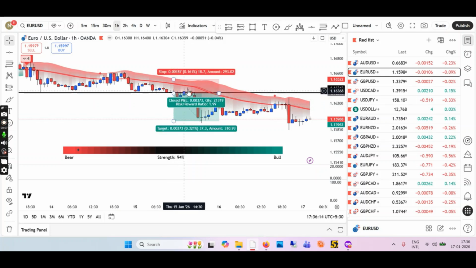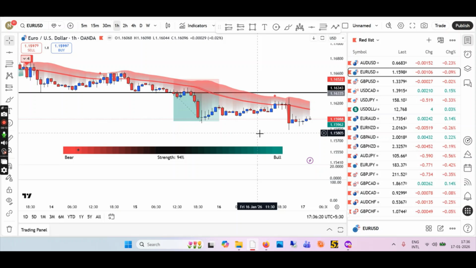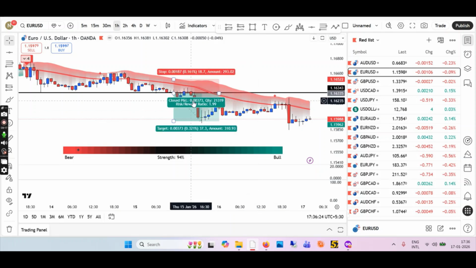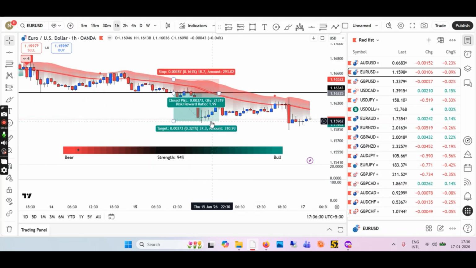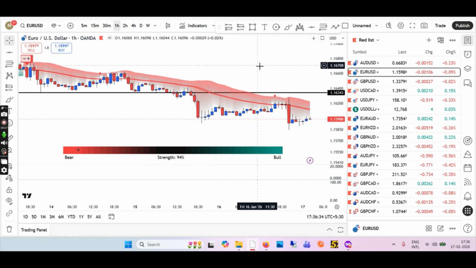You can enter here, or you can wait for rejection from the EMA again, but you can enter here and then take a 1:2 ratio, or take just 30 pips. In 1 hour trading, 30 pips is enough, right? Otherwise you can use 1:2, but 30 pips is good enough. And then you're out. You're doing intraday trading, you're out. So this is how you take positions using this indicator and price action.